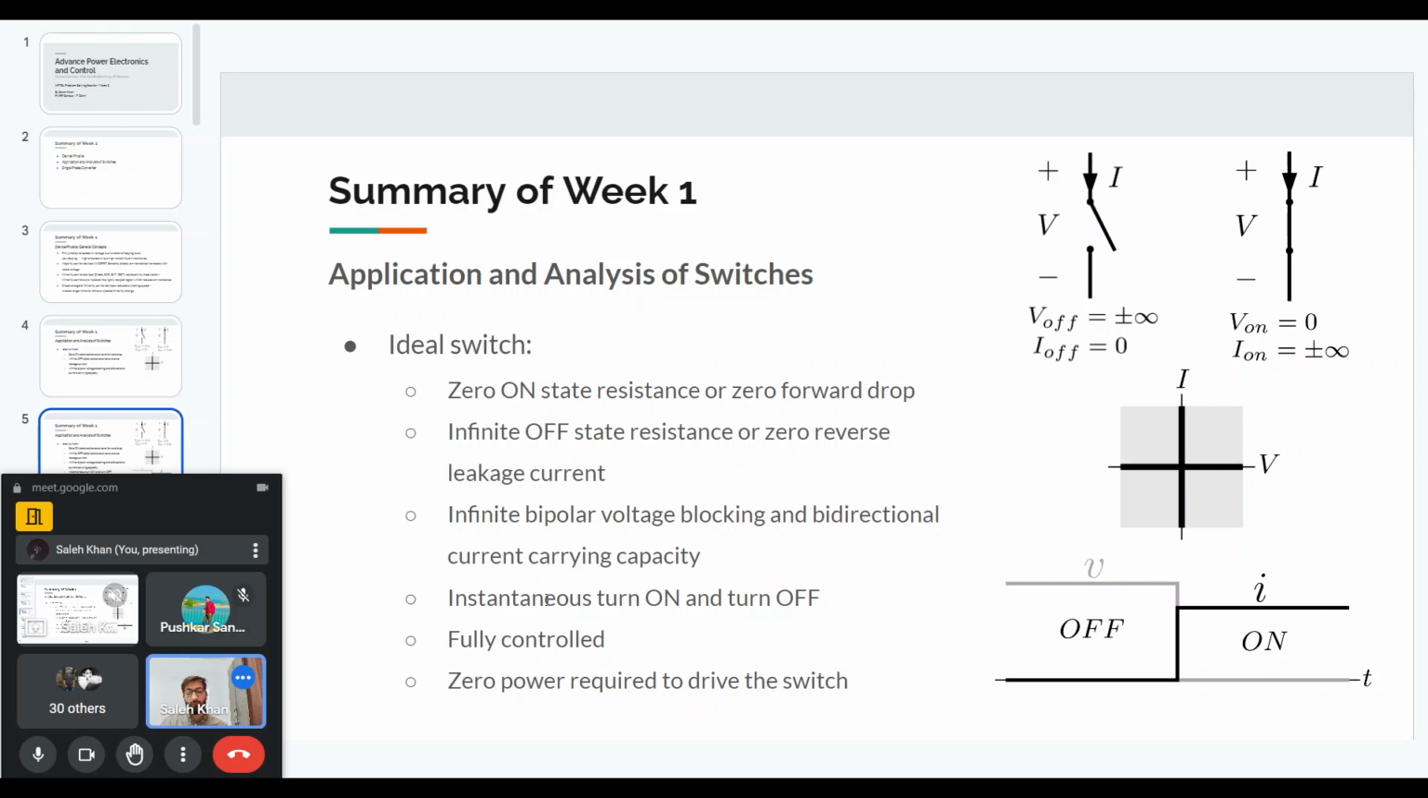And lastly, we want an ideal switch to require zero power to drive the switch. So as you can see, all these properties are related to wanting the switch to have no power loss. If there was power loss in the device, that means either conduction loss or switching loss or gate drive loss. We don't want any loss in an ideal device. But practically, we will have conduction loss as well as switching loss, and we will require some power to turn on the switch or turn off the switch. That is called driving the switch. So we will require some power to drive the switch. That is the difference between an ideal switch and the practical switch.